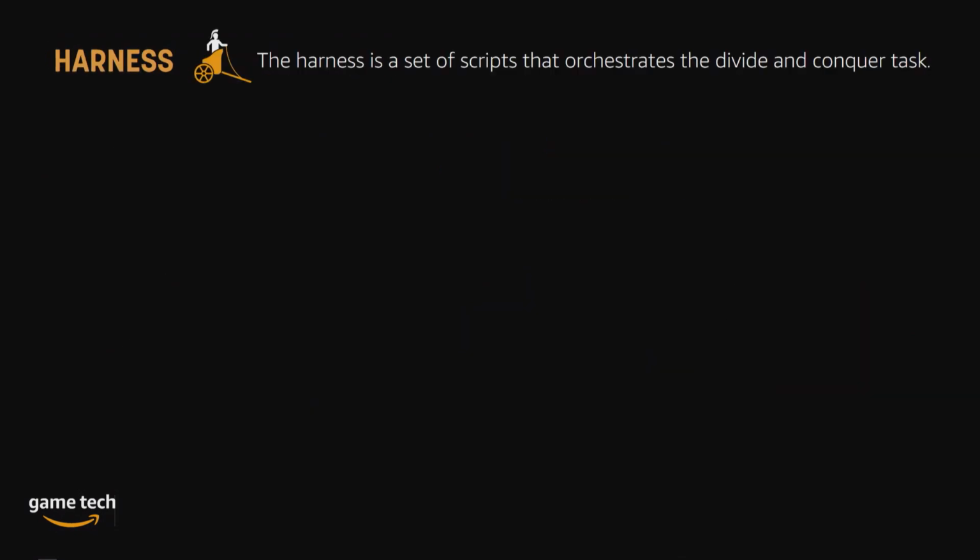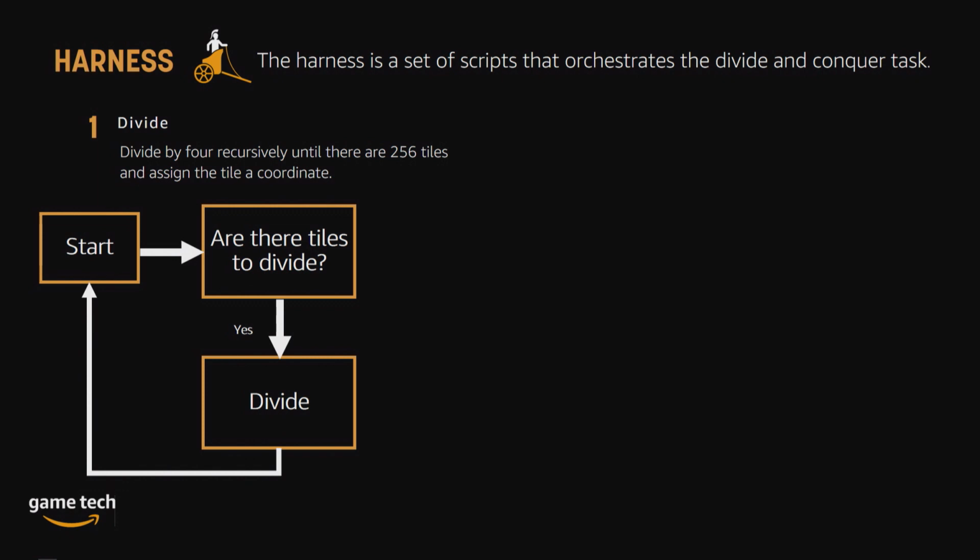So first up is the harness. This is a set of Python scripts that orchestrates this divide and conquer task. It is constantly polling Amazon Simple Workflow, which is just kind of like an event recorder, to figure out what it needs to do next. So the first thing it starts doing is asking, I have this input, do I need to divide this input? If yes, then I'll divide. For this use case, we're dividing recursively by 4 until we have 256 tiles.